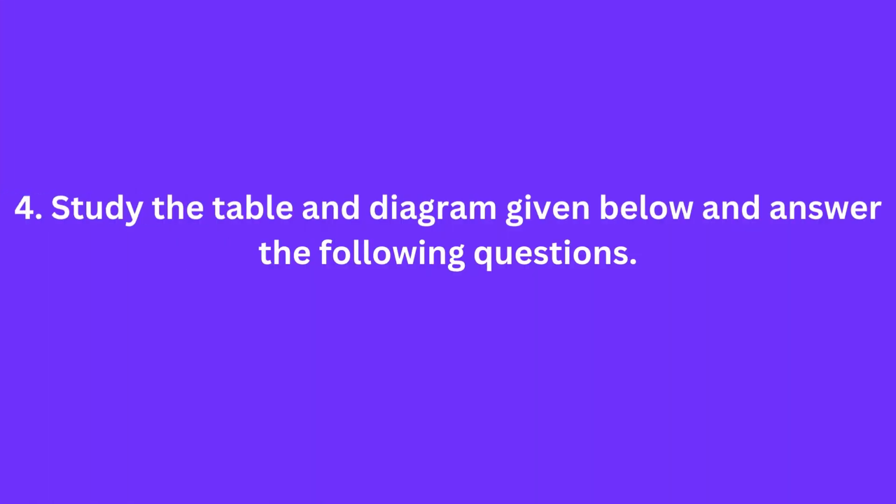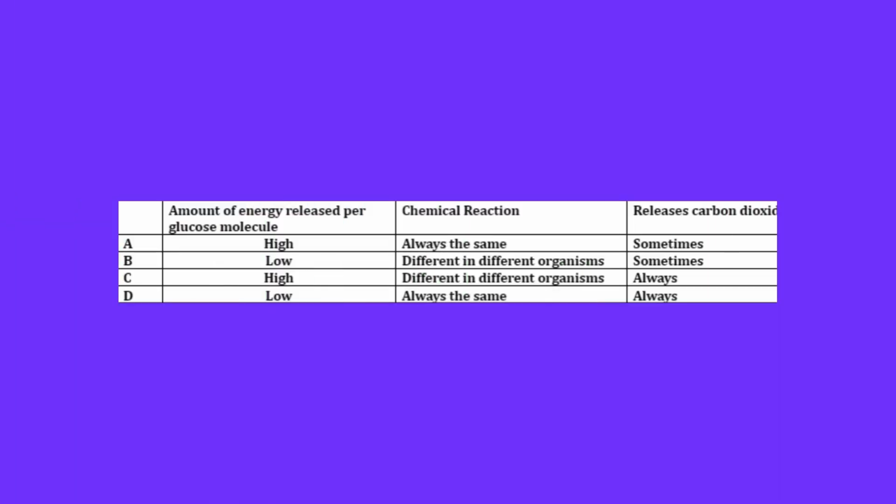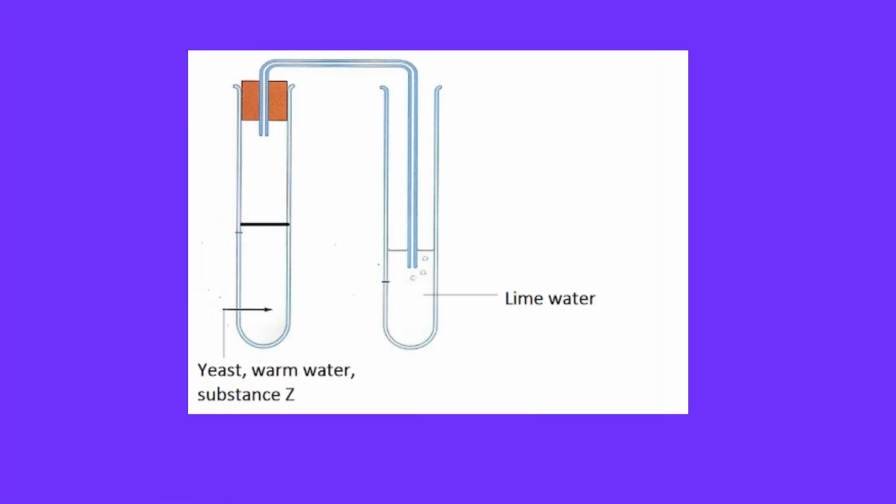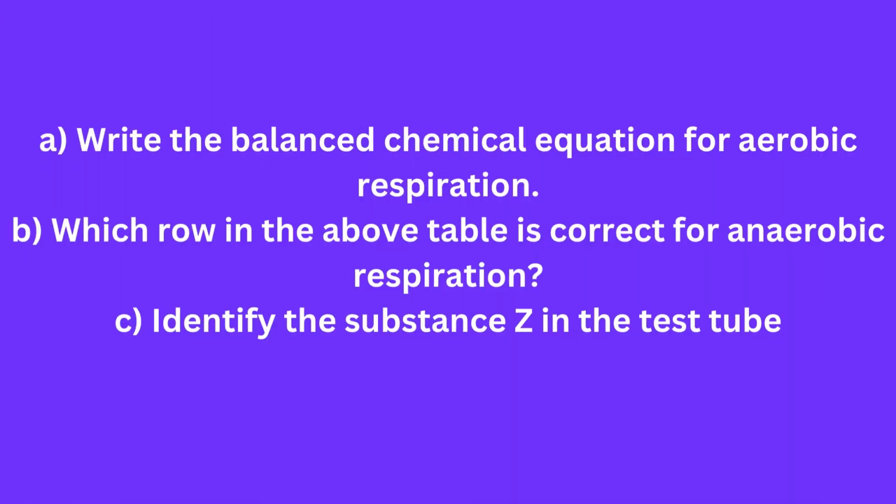4. Study the table and diagram given below and answer the following questions. The diagram below shows an apparatus used to investigate respiration. Yeast, warm water and substance Z were put into a test tube. After a while, the lime water began to go cloudy. A. Write the balanced chemical equation for aerobic respiration. B. Which row in the above table is correct for anaerobic respiration? C. Identify the substance Z in the test tube.